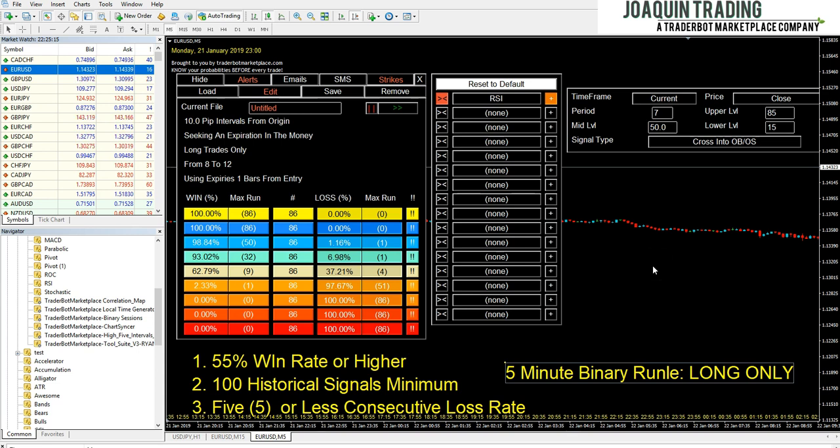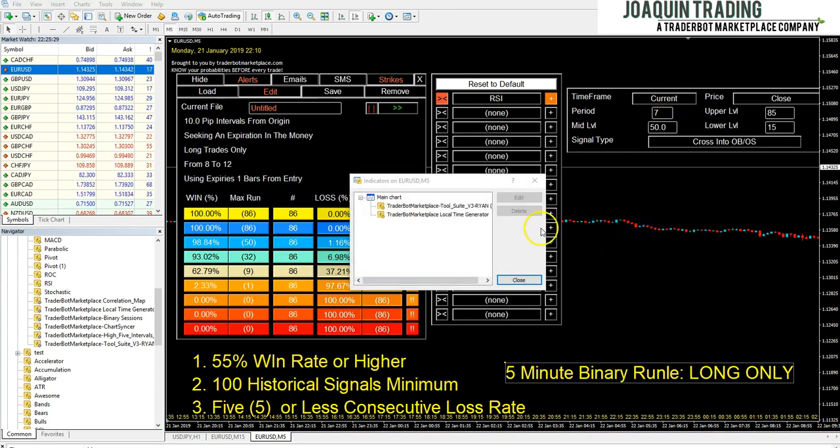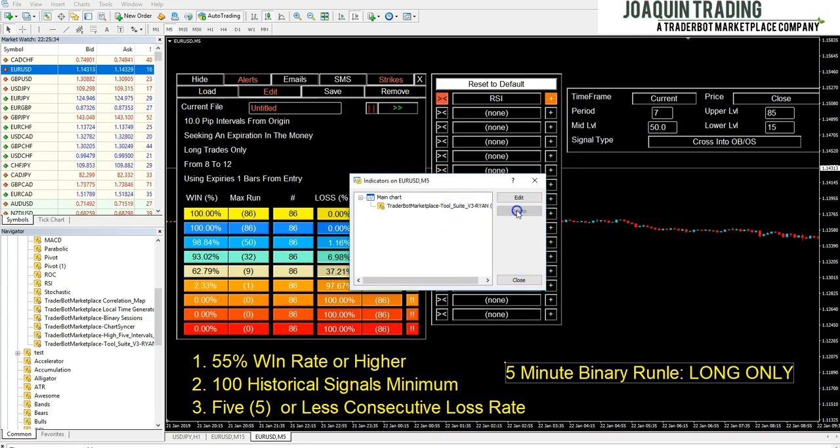Wow. So, okay. Anywhere between a 5, a 6, and a 7 period RSI is looking pretty darn good. However, can't use this because there's only 86. Am I opened up all the way on all of my, let me get rid of the local time generator.